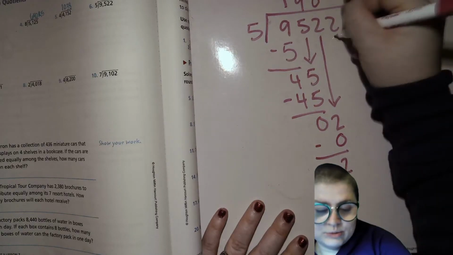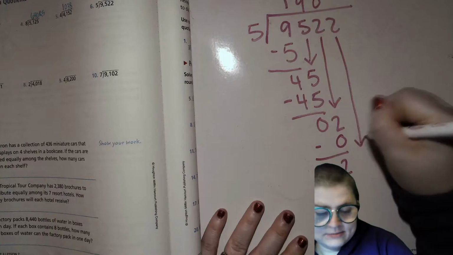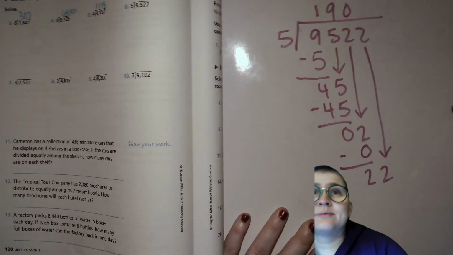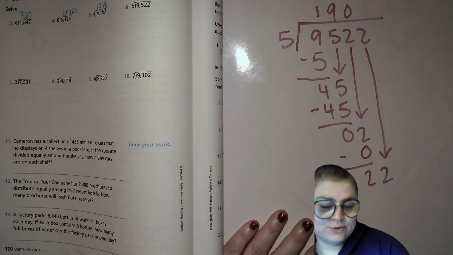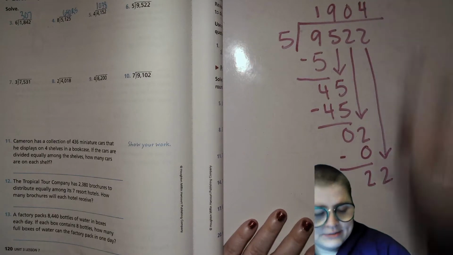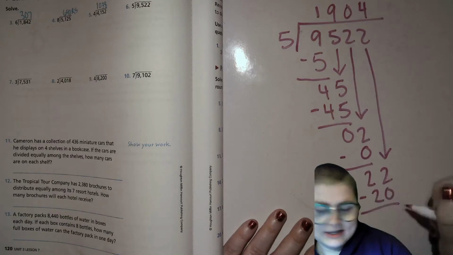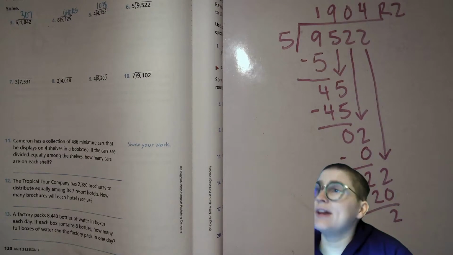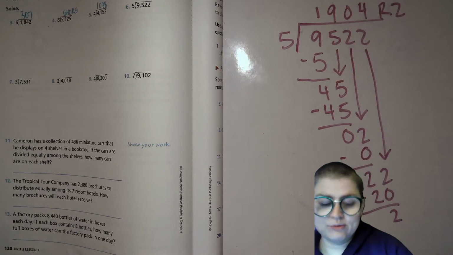Have that 2, bring this other 2 down. 5 goes into 22 4 times, is 20, and then that gets us 2 as our remainder. So 1,904, remainder 2.